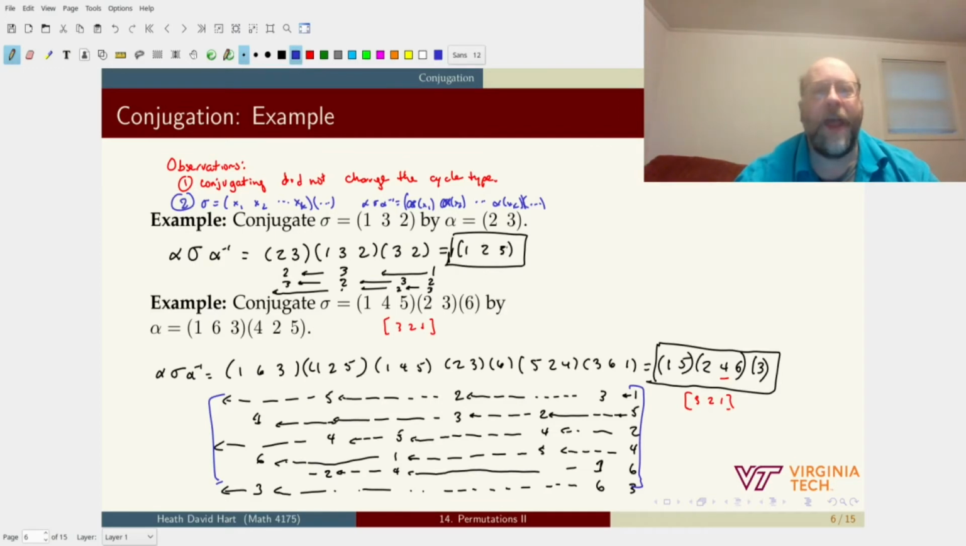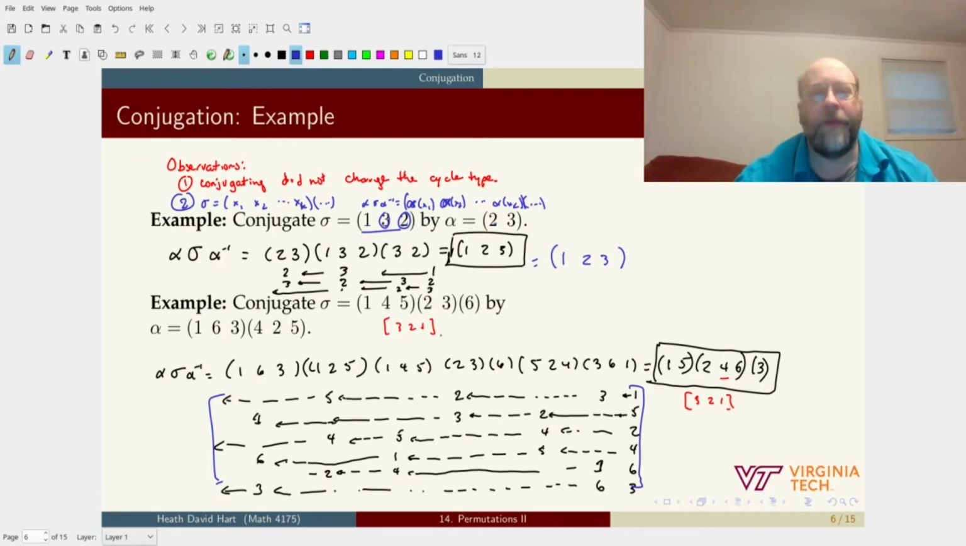I know I'm going to have a 3 cycle here. This is 1, 3, 2. What does alpha do to a 1? Alpha doesn't do anything to a 1, so 1 stays the same. What does alpha do to a 3? Alpha changes a 3 to a 2, so the next element will be 2. And what does alpha do to 2? Alpha changes 2 to a 3, so the 3 stays the same. And that's the answer we get, but we didn't conjugate. We just replaced every element in sigma by whatever alpha did to that element.